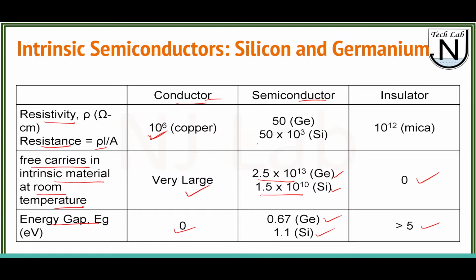Now, the resistivity of this semiconductor, germanium, is just 50, whereas for silicon it is 10 power 3, which is quite less in comparison to the resistivity of the conductor.